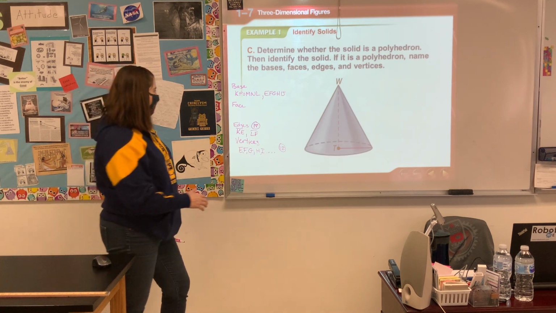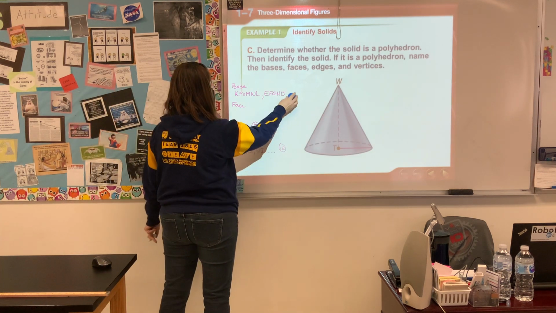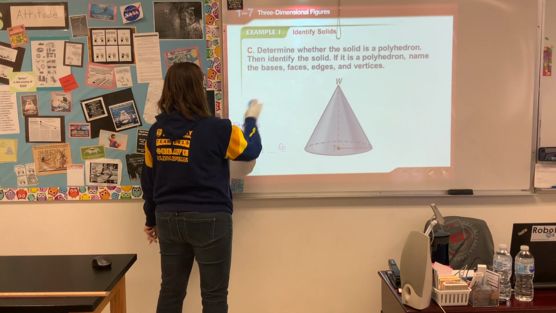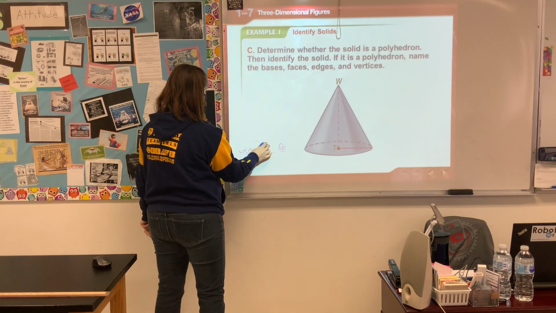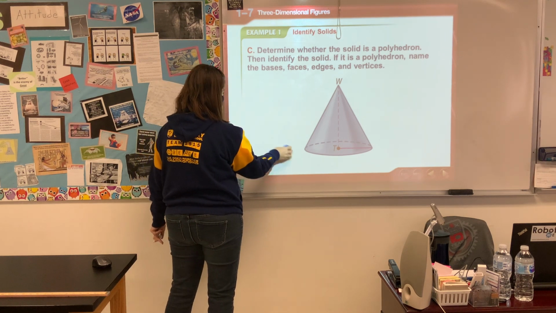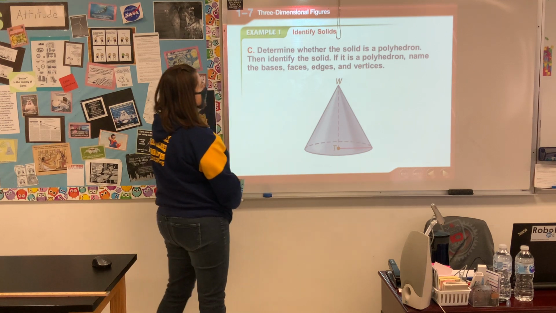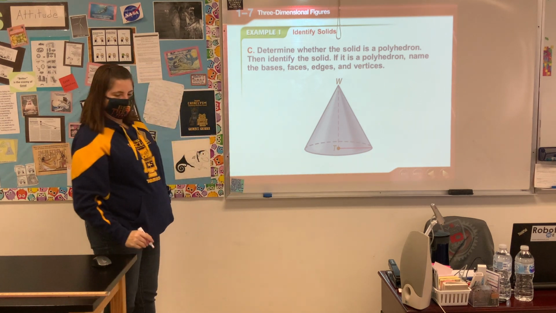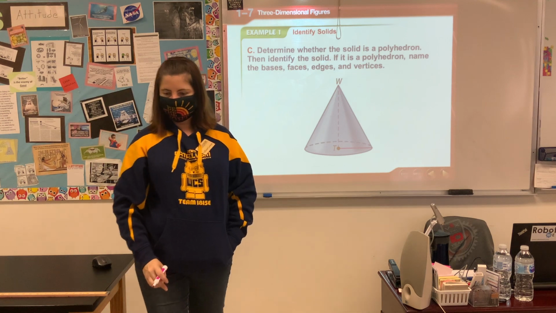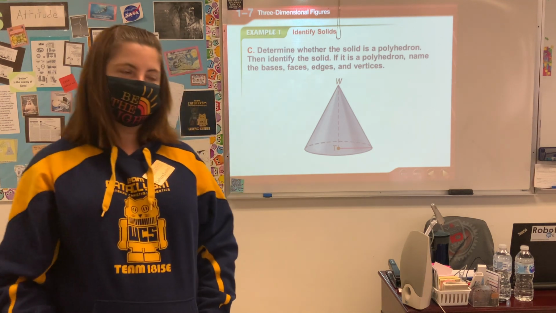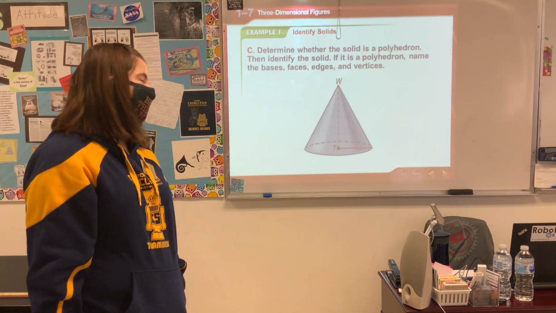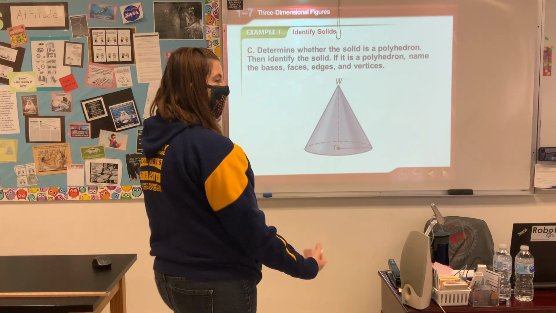Okay, how about this one? Is this a polyhedron? No. We have something circular, so this is not a polyhedron. What kind of solid is it? A cone. This was pretty easy because we all tend to think of funnels and ice cream cones, probably ice cream before the funnel.